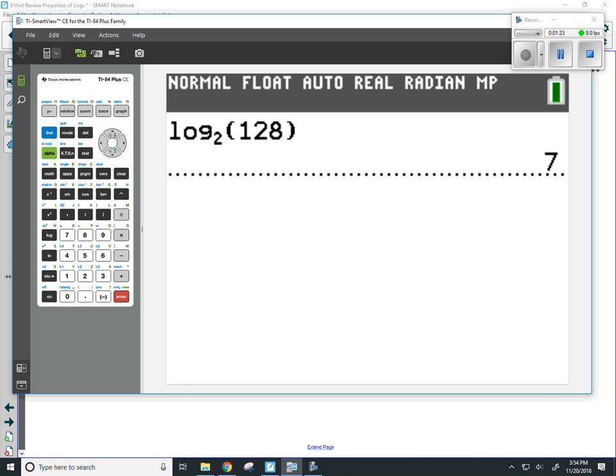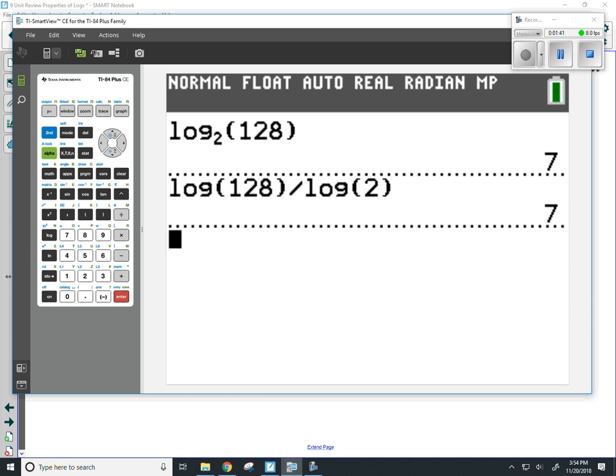And as a reminder for our friends who don't have that ability, if you just have like a TI-83 where you can't change the base, then the way that you'll have to do this is type log of whatever's after the log divided by log of your base. So the 128 and then divide by the 2, and it should spit out the same answer. So again, that second part with the log 128 divided by log 2 is only for those of you that cannot change the base of your logarithm in your calculator.